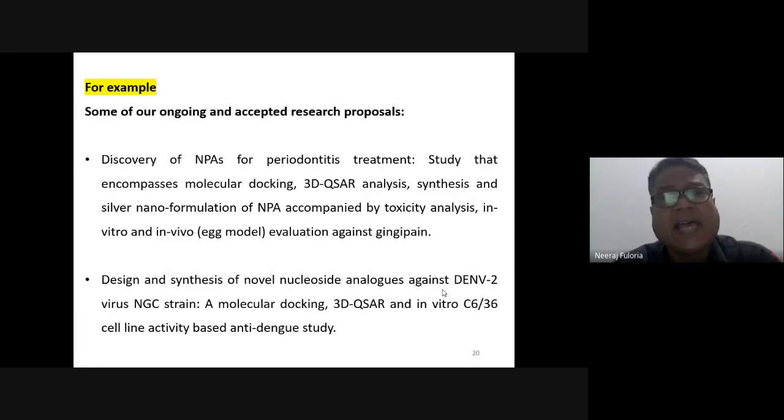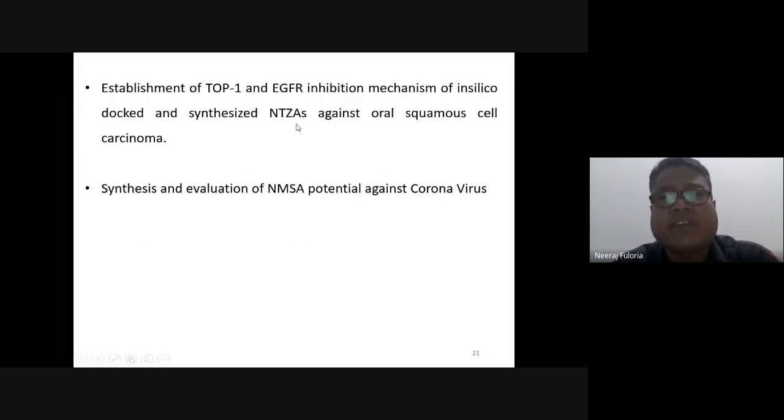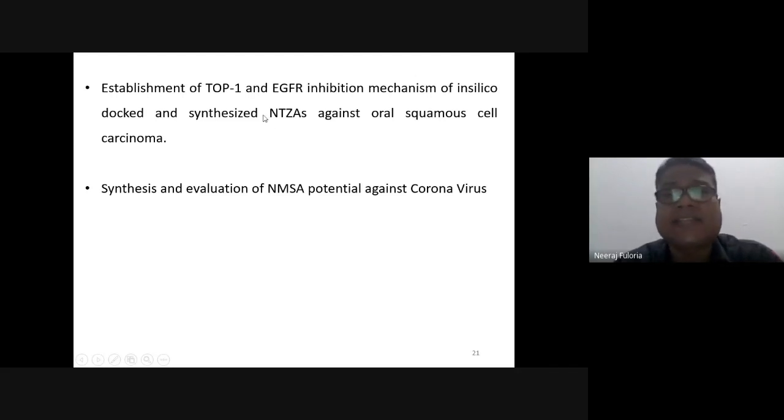Another is like establishment of top 1 and EGFR inhibition mechanism of in silico docked and synthesized anti-ZAs against oral squamous cell carcinoma. So in this, we are establishing the mechanism also. Already we have in silico docked, and I'll tell you one thing. To get a grant nationally or internationally, it is not necessary that you need to synthesize. You are proposing, I'll do synthesis, I'll do this and that. You can do halfway also.